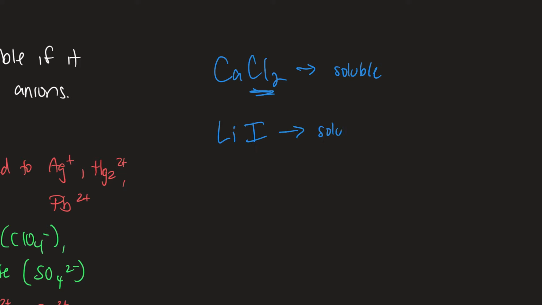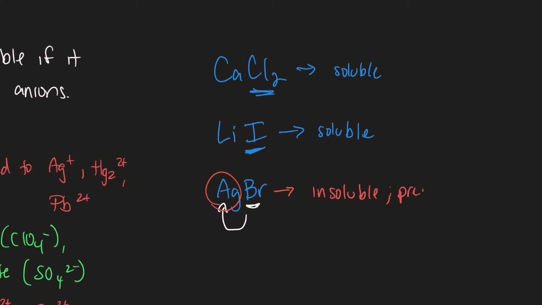This is going to be soluble, right? Because you have the iodide, you have the halide here. But then if you have something like AgBr, you're thinking, okay, I have this halide here, but the halide is actually bonded to the silver, and this silver is one of our big exceptions. So this will be what we say is insoluble, or it's going to form a precipitate.